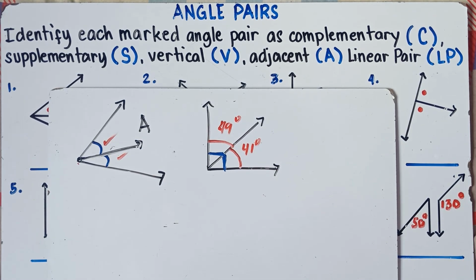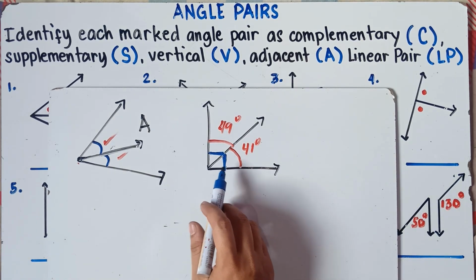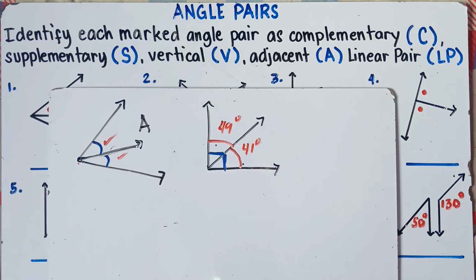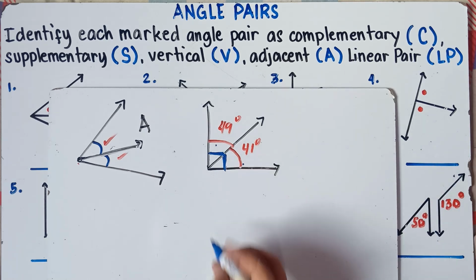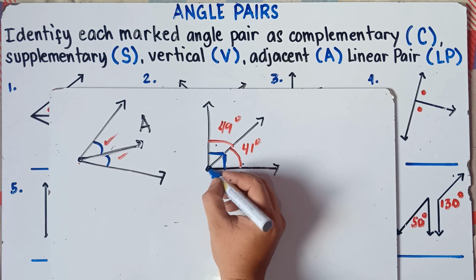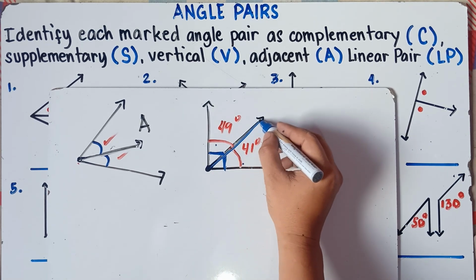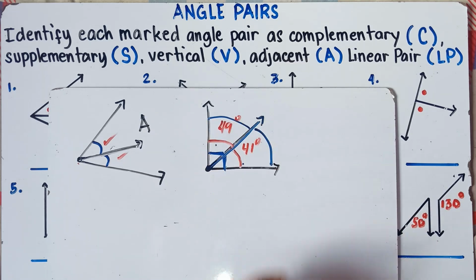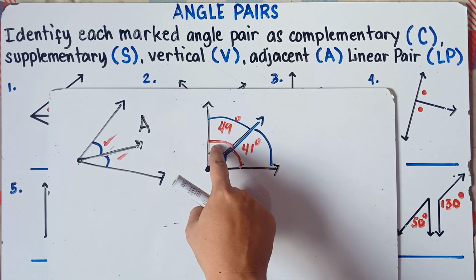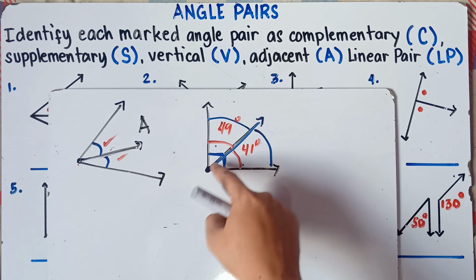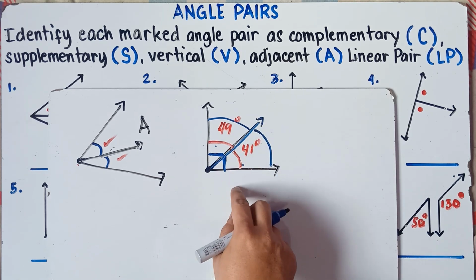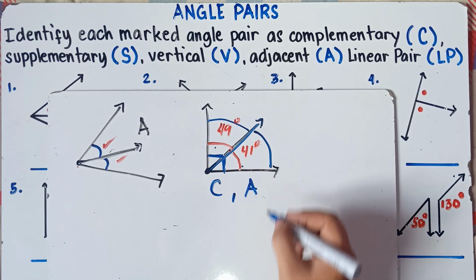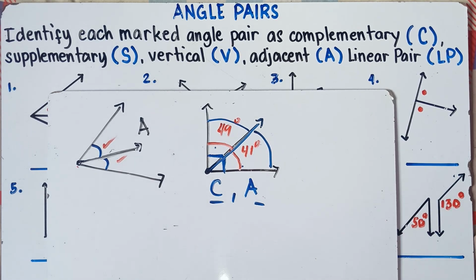Now, question, sir. Can we call this one adjacent angles? Are the two angles adjacent angles? Yup, they are adjacent angles. Why is that, sir? Because they share a common vertex. This is the common vertex, and they share a common side. Therefore, this angle right here, class, is adjacent to this angle. So therefore, in this example number 2, this is a complementary angle pair as well as an adjacent angle pair.